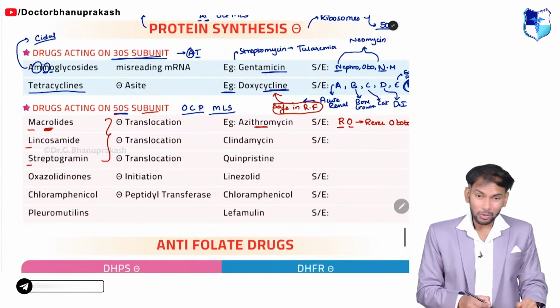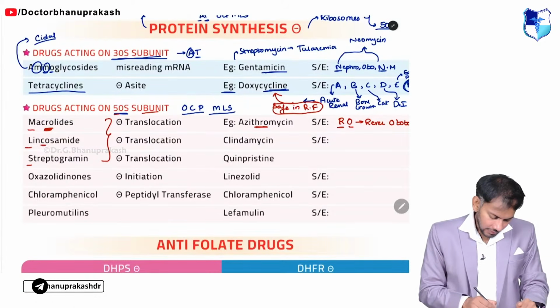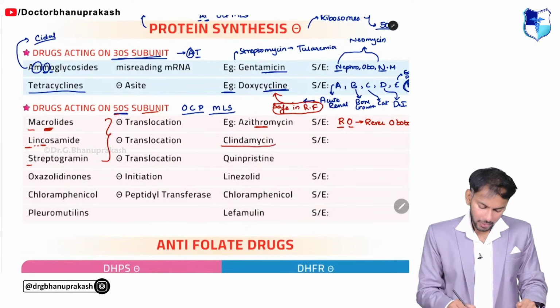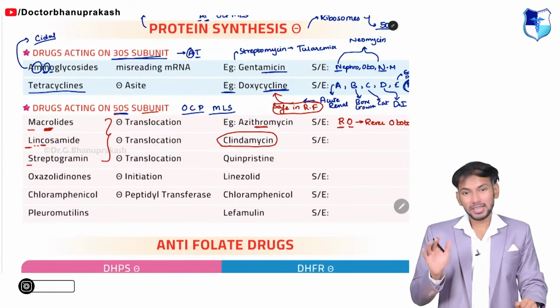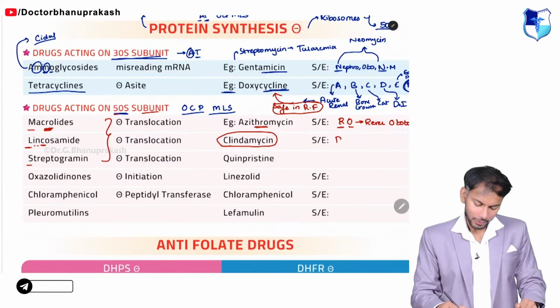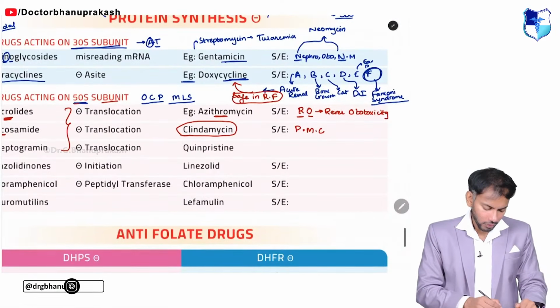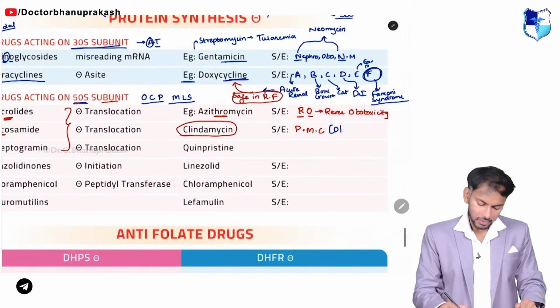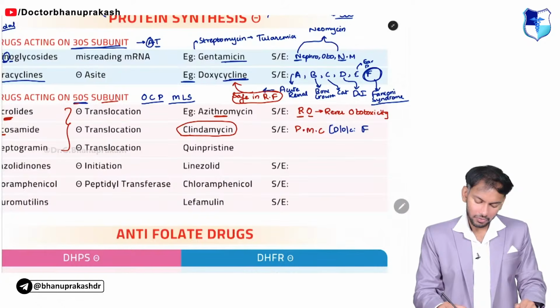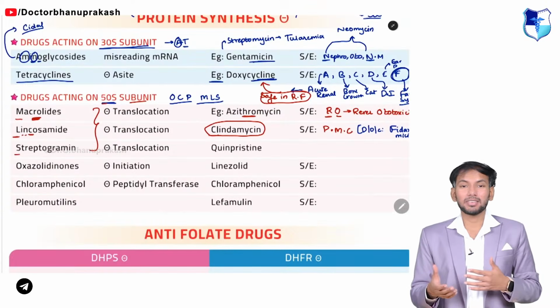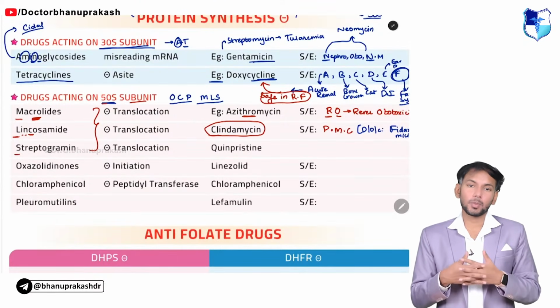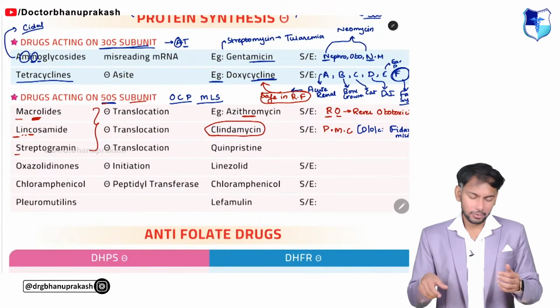Now, coming to lincosamides. See here, CLIN. It was clindamycin. What is the important side effect of clindamycin? It will cause pseudomembranous colitis. Now, you tell me, what is the drug of choice or the best drug for pseudomembranous colitis? It is fidaxomicin. The important side effect of clindamycin is pseudomembranous colitis. The drug of choice is fidaxomicin.